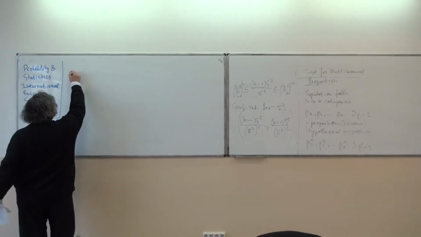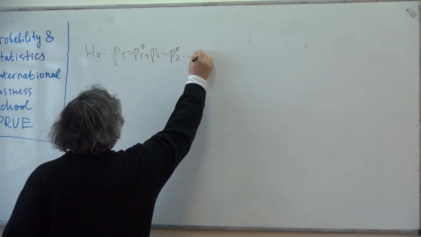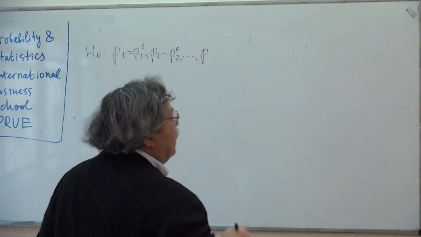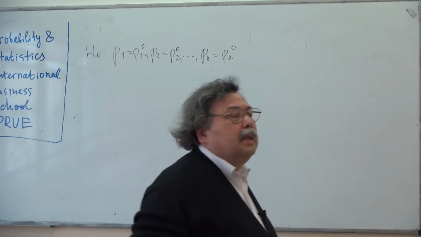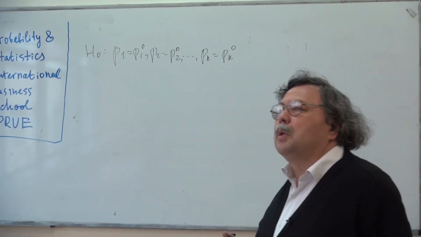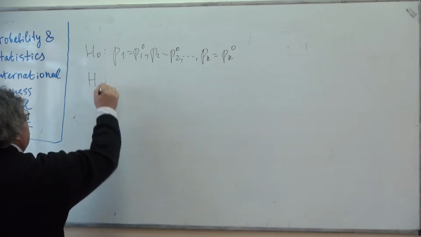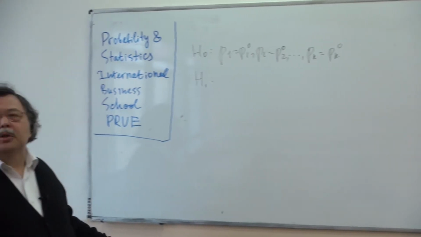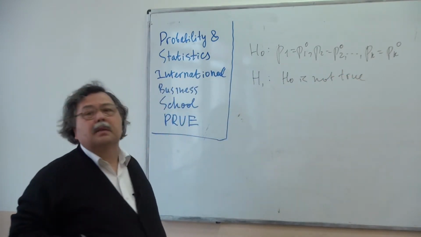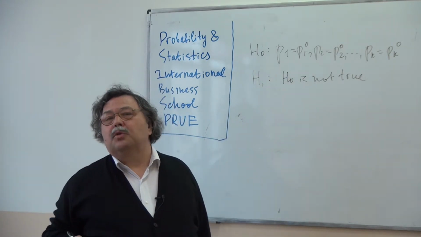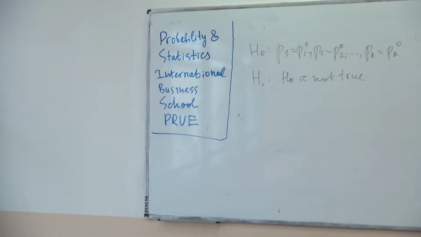Okay, and let's write it this way. H0: P1 equals P1 0, P2 equals P2 0, and so on, Pk equals Pk 0. So the null hypothesis says that the actual multinomial proportion is just equal to this hypothesized multinomial proportion. Well, H1 is basically a negation of H0. It says that H0 is not true, which means that some of these equations, or maybe all of them, are not true. Okay? Well, how do we approach testing this null hypothesis?